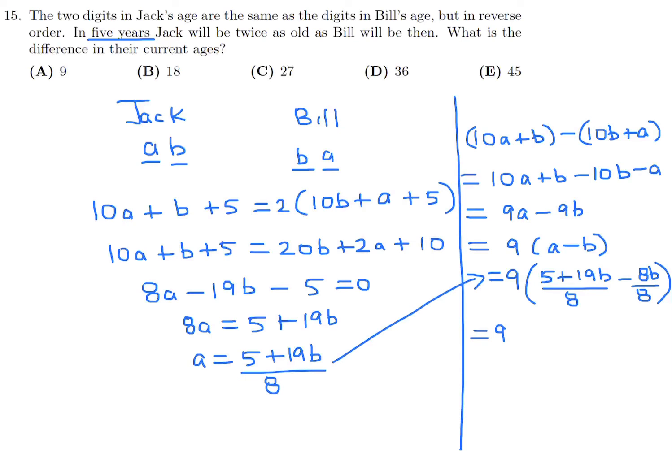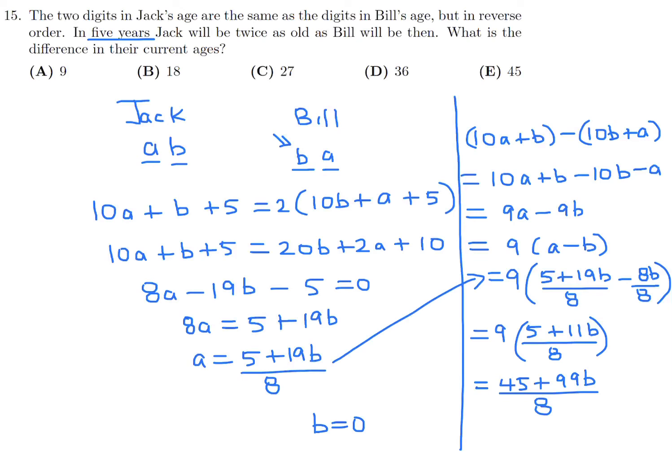And this gives me 5 plus 11b over 8, like that. And this will be 45 plus 99b over 8. Now, again, unfortunately, it doesn't give us a numerical value, but we can substitute values for b and see what happens. So if b equals 0, right, because b is just a digit, it can be 0.